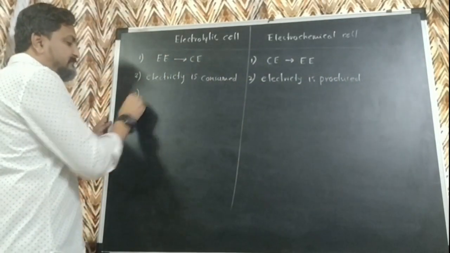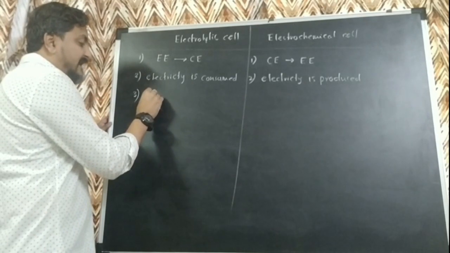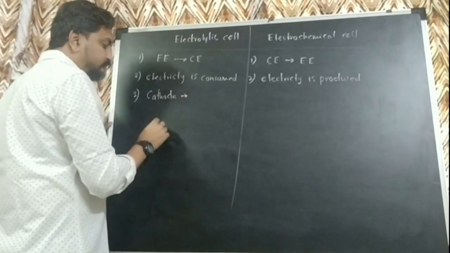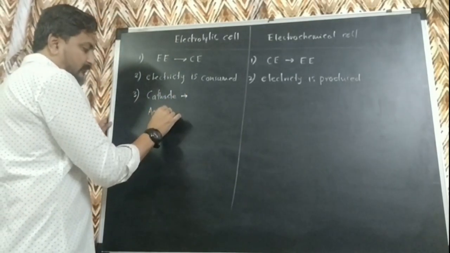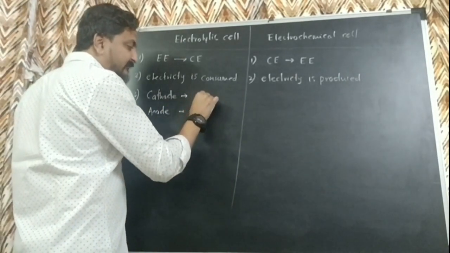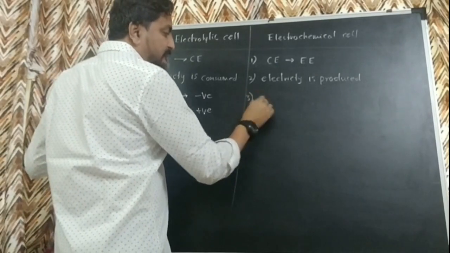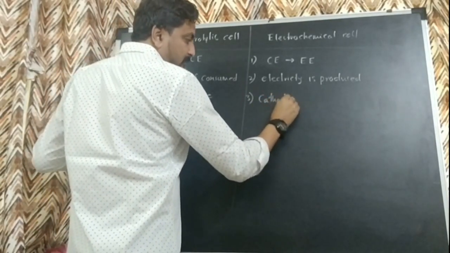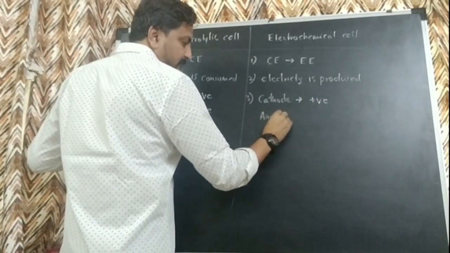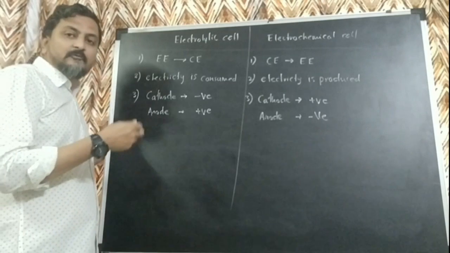The third point, the most important of all, this will be required throughout the chapter. It's about the charge. Here, in electrolytic cell, what is the charge on cathode and anode? Cathode here is negatively charged and anode is positively charged. And here it is going to be exactly opposite. Cathode is positively charged, whereas anode is negatively charged. Now why is it like this? I am going to explain.